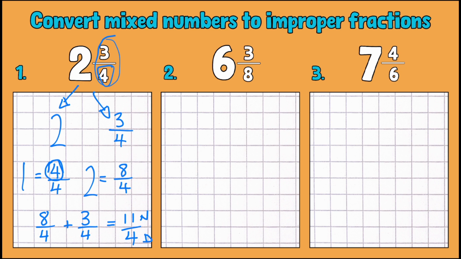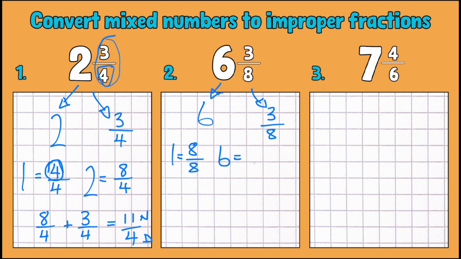Okay, let's move on to our second example. So the same thing applies. Now I've got my mixed number, so I've got my 6 whole 1s, and I've got my 3 8ths there. Okay, so what does this mean? Well, if I've got 1 whole 1 in 8ths, then I've got 8 8ths.